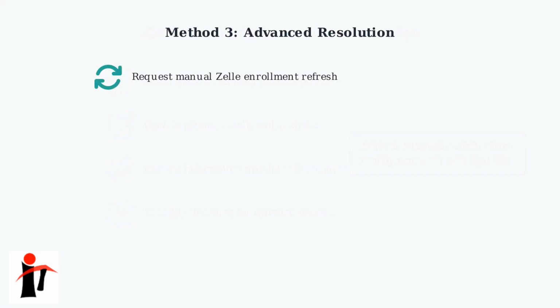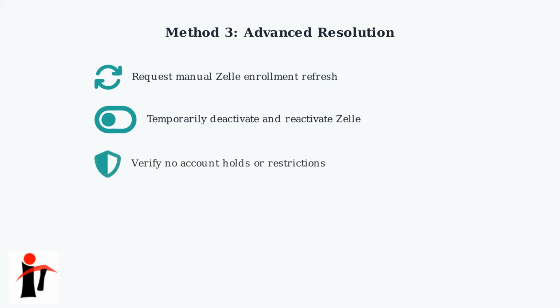For persistent errors that don't resolve with the first two methods, advanced techniques may be necessary. Advanced resolution requires contacting your bank directly. Request that customer service manually refresh your Zelle enrollment status in their system. Ask them to temporarily deactivate your Zelle service. Wait a few minutes, then reactivate it. This forces a complete system refresh. Verify that there are no holds, restrictions, or security flags on your account that might be blocking Zelle transactions. Different banks may have specific solutions for Error C301 based on their individual system configurations.